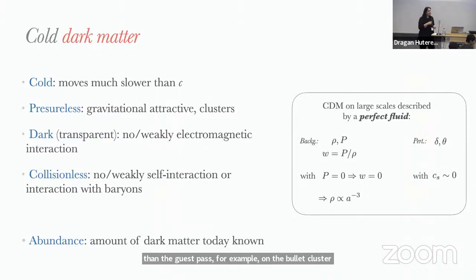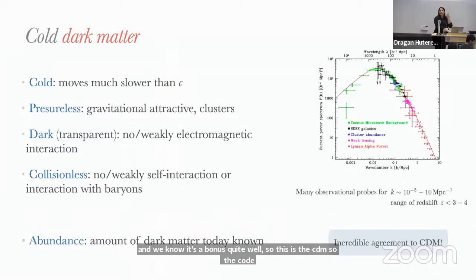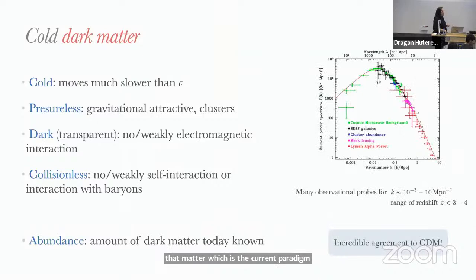So this is the CDM, the cold dark matter, which is the current paradigm for what we think dark matter is. And it's a very successful paradigm observationally. It's very simple: I'm saying that this is a perfect fluid with equation of state equal to zero. So it's extremely simple. I'm not even talking about whether it's a particle or not. I'm giving a very coarse-grained description of dark matter.